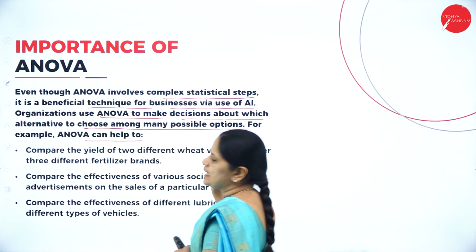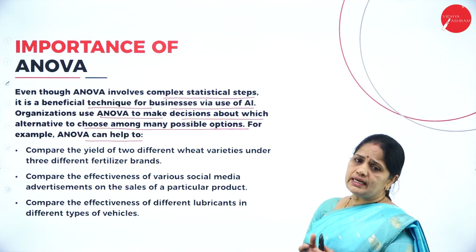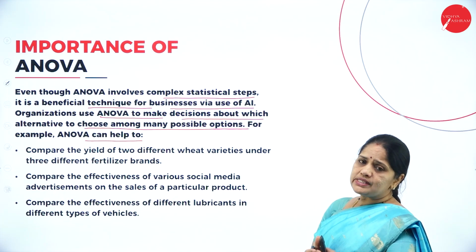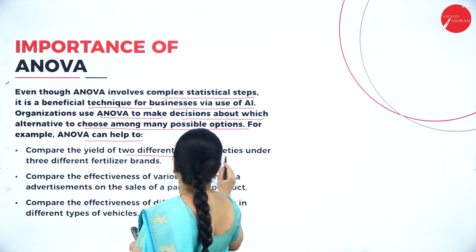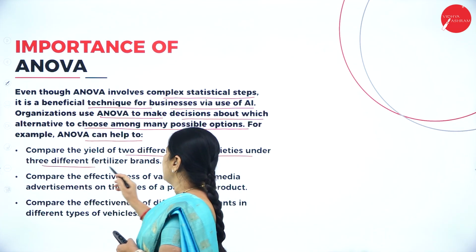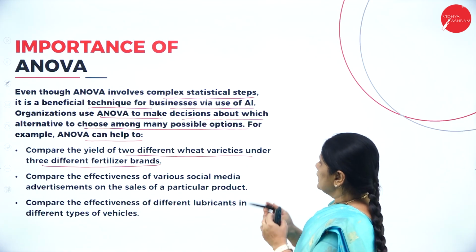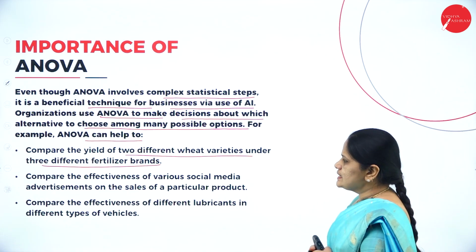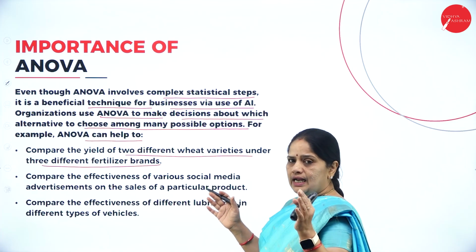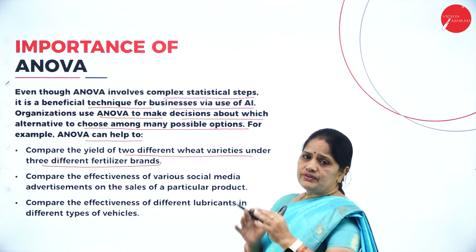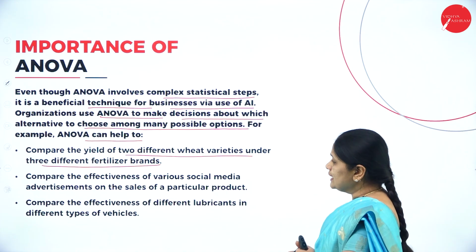For example, the ANOVA can help us, when we are having various alternatives before us, to make the best choice of the alternative. Compare the yield of 2 different wheat varieties under 3 different fertilizer brands. When there are 3 different fertilizer brands, which brand of the fertilizer is giving us the best yield of wheat that we can choose?